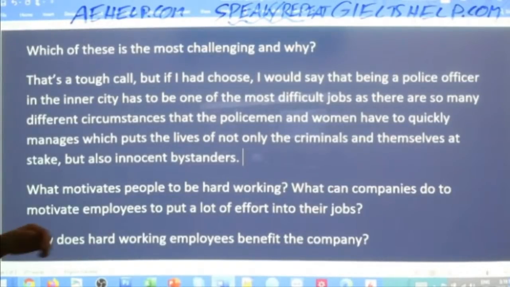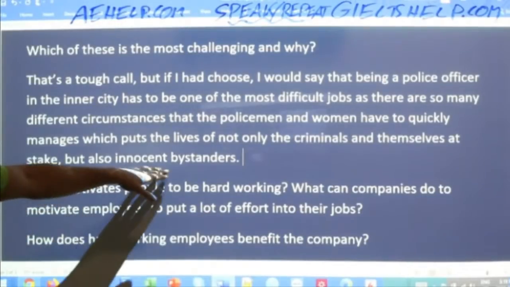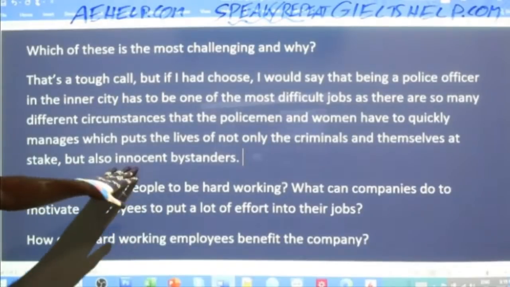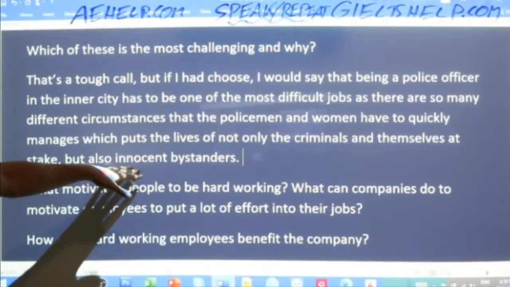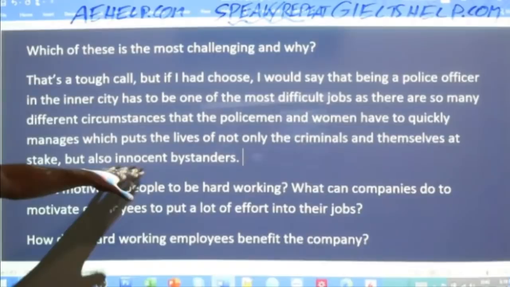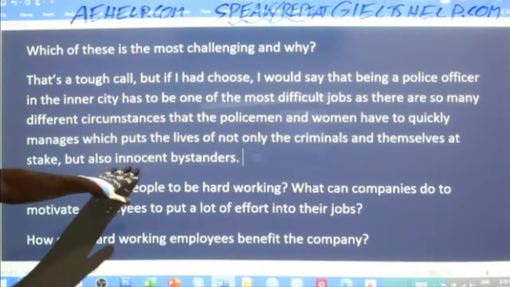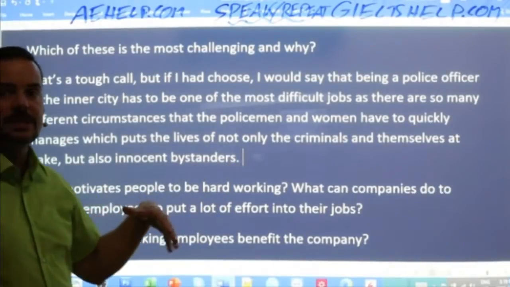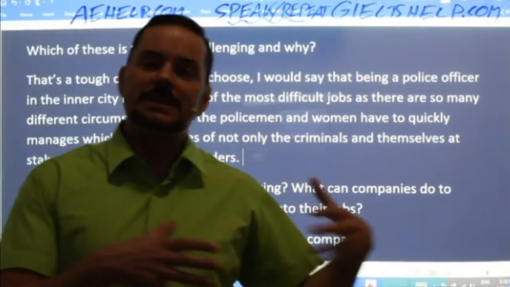Okay, and notice this collocation here, innocent bystander. Innocent, meaning they're not involved in the situation. So they did not do anything wrong, it's innocent. And bystander means that they just happen to be standing somewhere there.